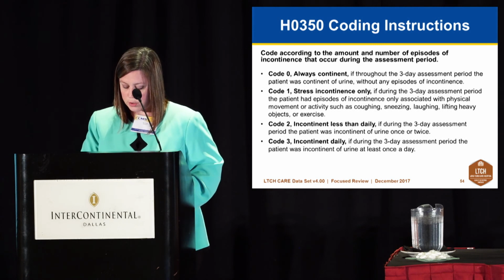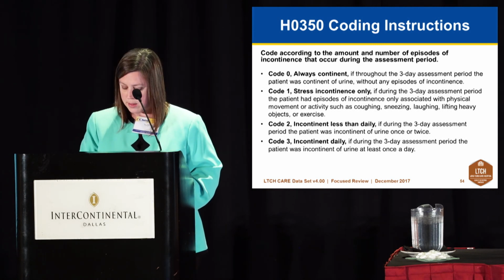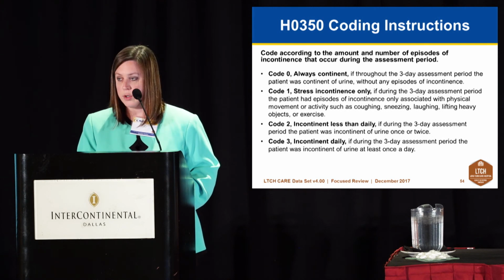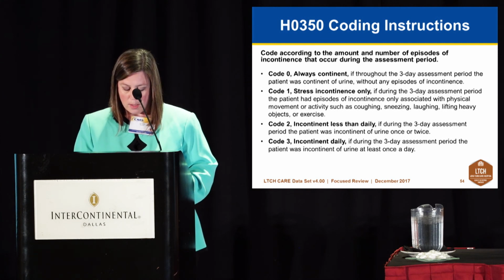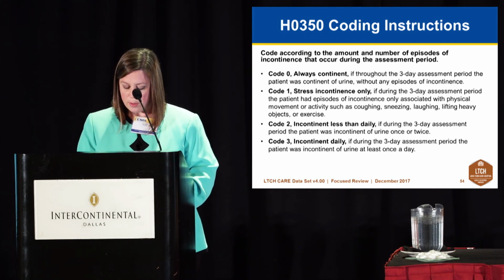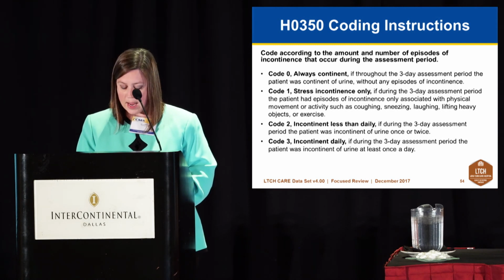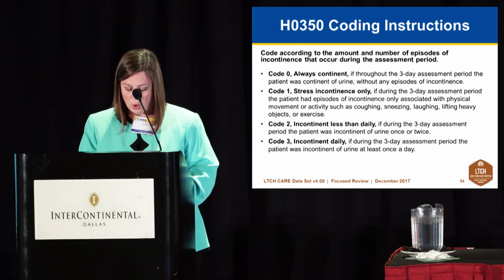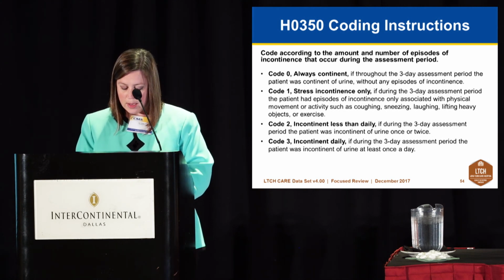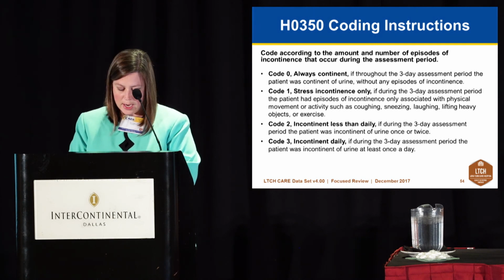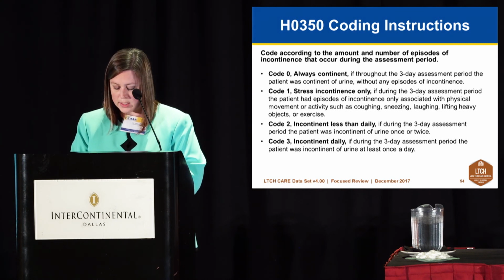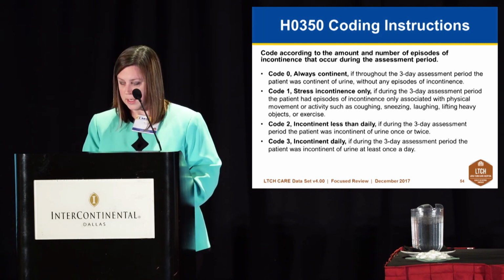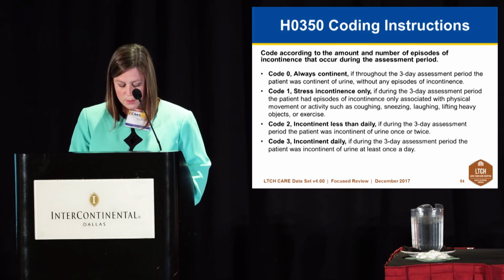One reason that the flow sheets are so helpful is that we code according to the amount and the number of episodes of incontinence that occurred during the assessment period, and that's typically found in our flow sheet documentation. Code 0, always continent, if throughout the 3-day assessment period, the patient was continent of urine without any episodes of incontinence. Code 1, stress incontinence only, if during the 3-day assessment period, the patient had episodes of incontinence only associated with physical movement or activity such as coughing, sneezing, laughing, lifting heavy objects, or exercise.